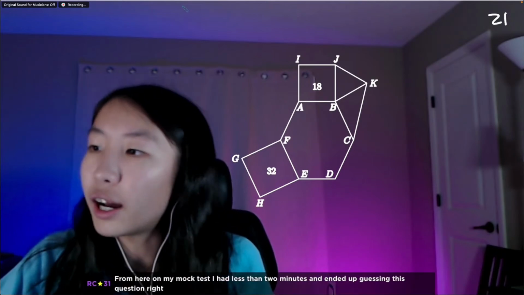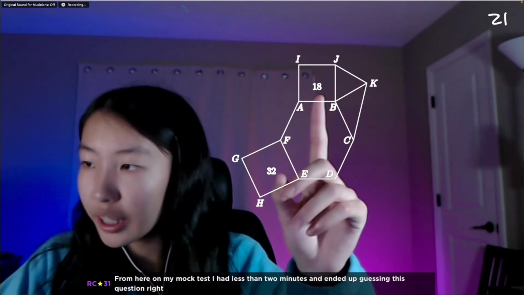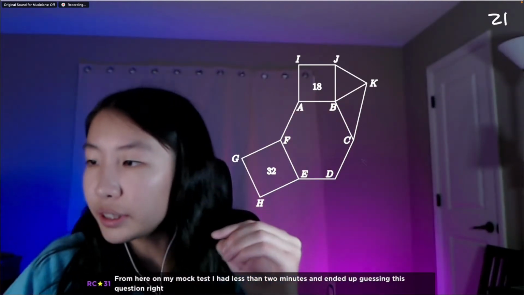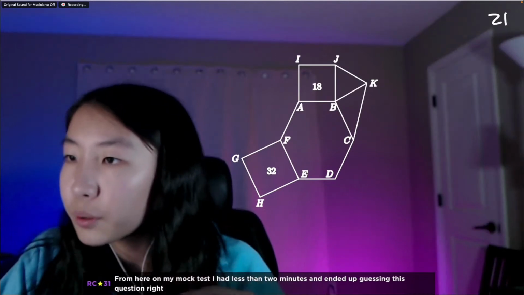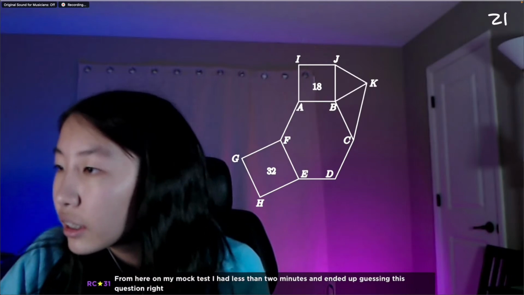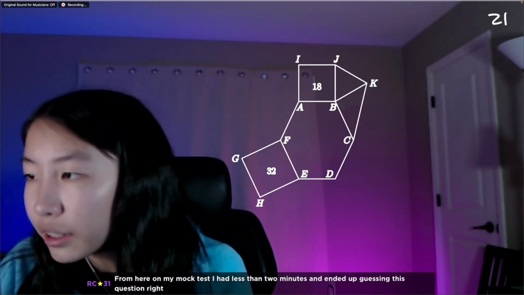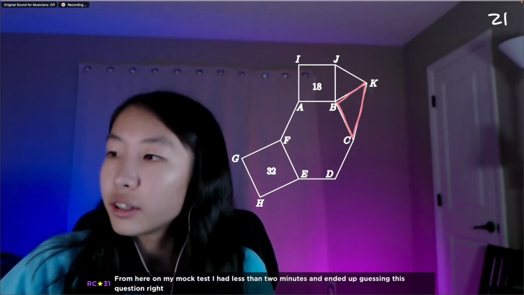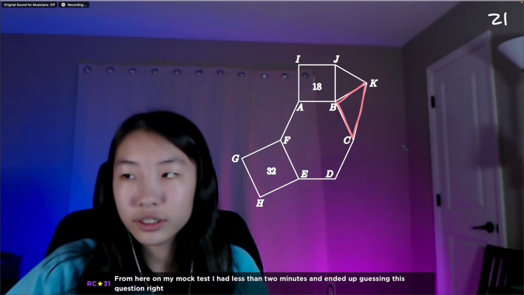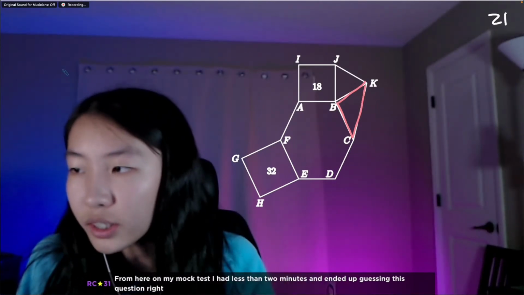And then we also have that JBK is equilateral over here. And we also have FE is equal to BC. And so the problem wants us to find the area of KBC. So KBC, I will highlight in red, is what we want to find. So we are actually given a lot of conditions in this problem.